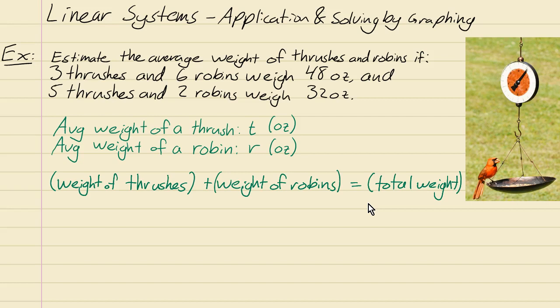So we need to turn this into expressions using our variables t and r. Let's look at the first situation, 3 thrushes and 6 robins. The weight of 3 thrushes is going to be approximately 3 times the weight of a thrush, so that's going to be 3t, plus the weight of the robins. The weight of 6 robins is going to be approximately 6 times the weight of 1 robin.